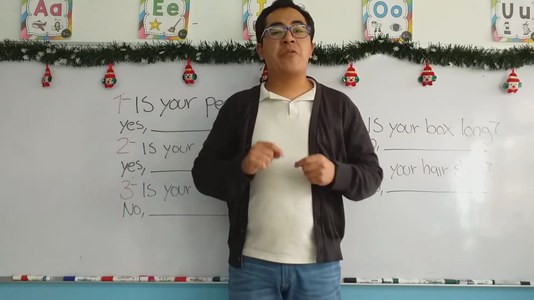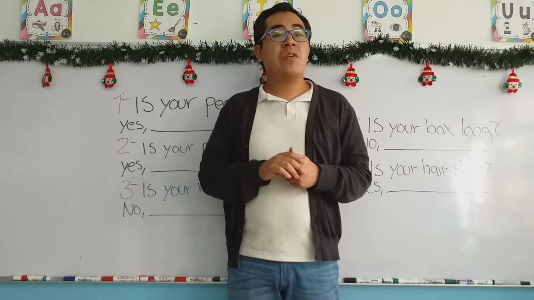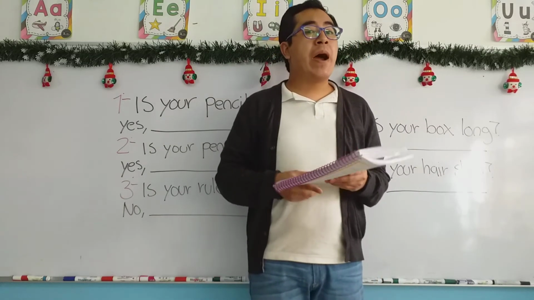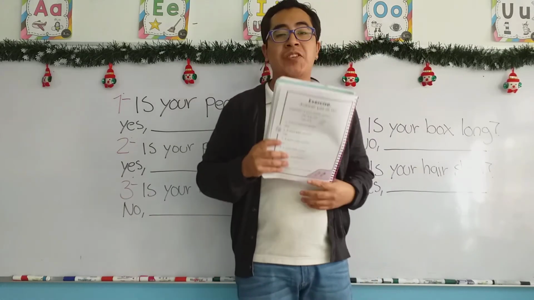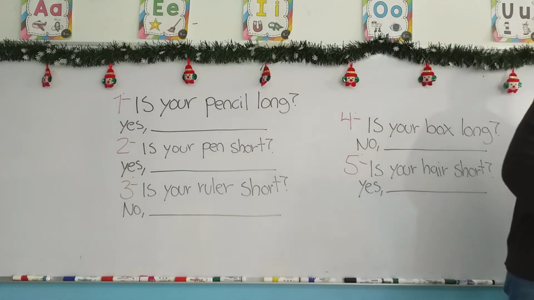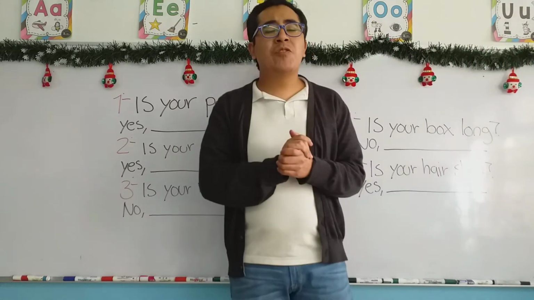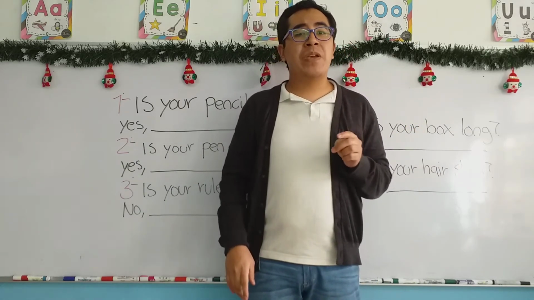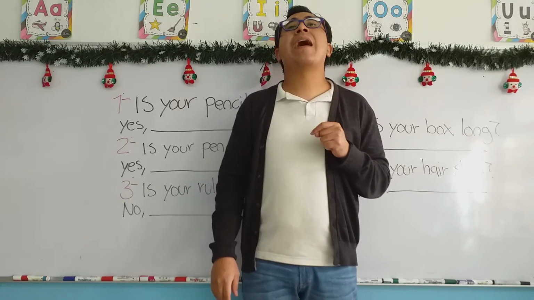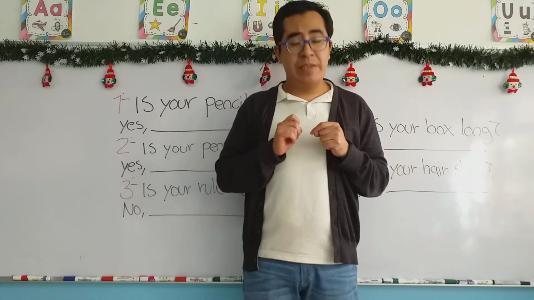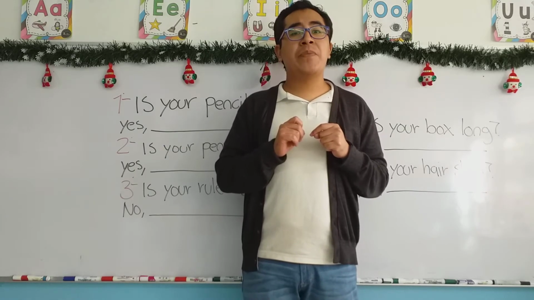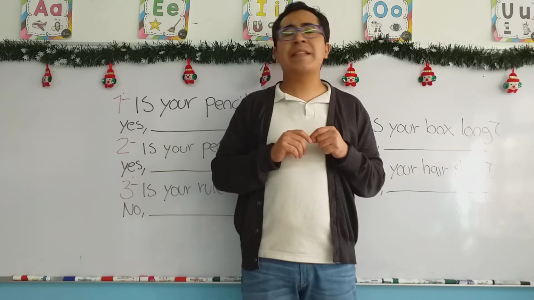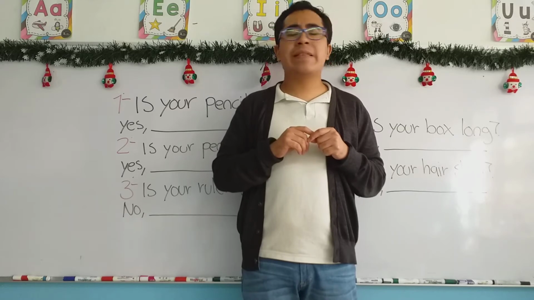Okay, so we continue with the second activity for today, which is located on page 124. For this activity, we have questions. Now, remember, we have two ways to answer this type of questions. When something is true, we can say affirmative or yes, it is. When something is false, when something is not true, we can say negative or no, it isn't.